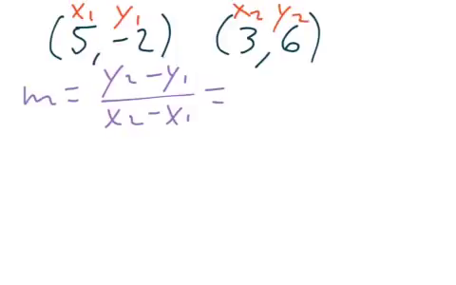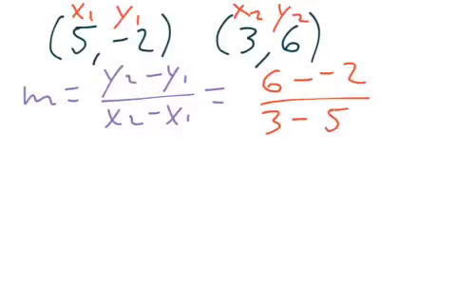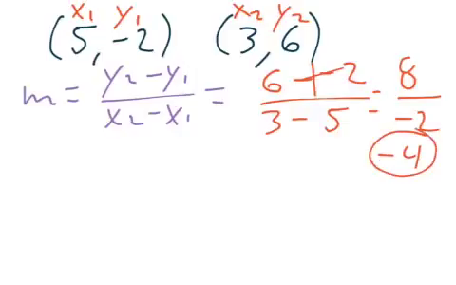So I can use my formula now. y2 is 6 minus y1, -2. Watch your negatives. x2 is 3 minus x1, which is 5. Doing our math, that's 8, because that becomes a plus, right? 6 plus 2 is 8 over 3 minus 5 is -2. And 8 divided by -2 is -4. All right, so I have my slope. So y equals -4x plus b, right?